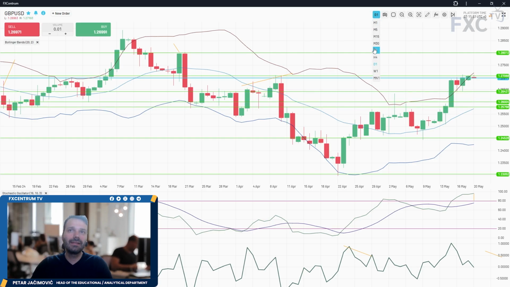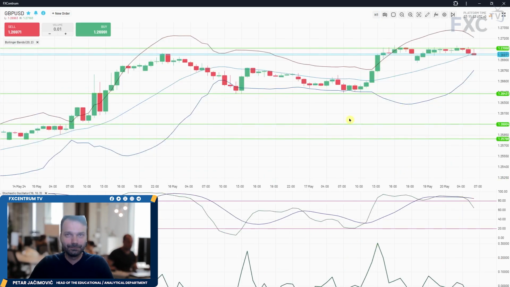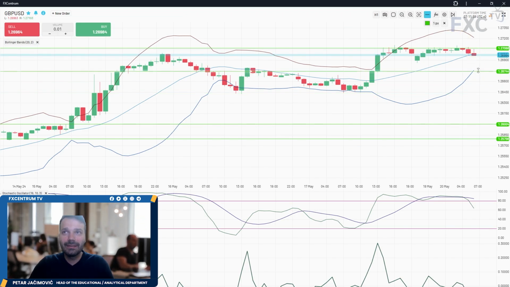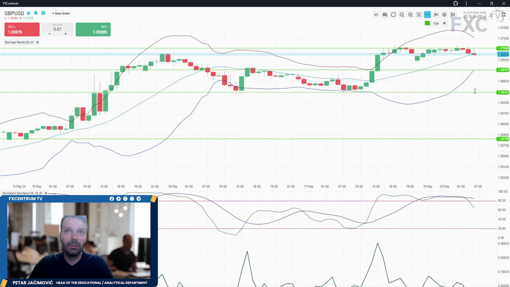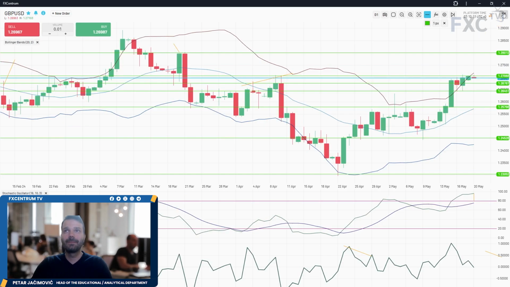Of course, we need to see some kind of confirmation on the hourly time frame. So far, we don't have a confirmation. We have a contraction, and we'd like to see the break of 1.2675. If the market can break that and hold, there will be a chance for a drop towards our pivot levels.